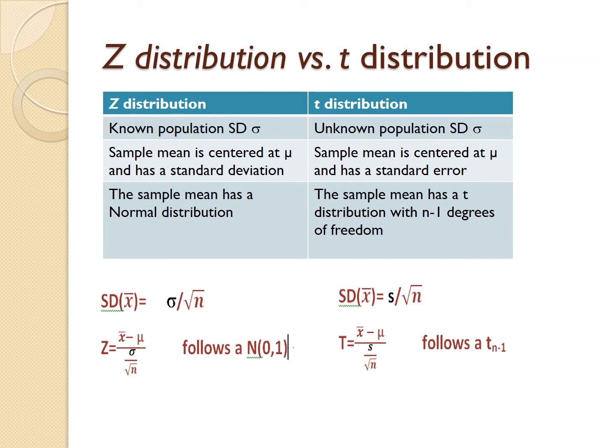If we look at the z-distribution and the t-distribution side by side, both of them have the sample mean centered at the population mean. However, the z-distribution has standard deviation while the t-distribution has standard error. The sample mean for a z-distribution has a normal distribution, while the sample mean for a t-distribution follows the t-distribution with n-1 degrees of freedom.